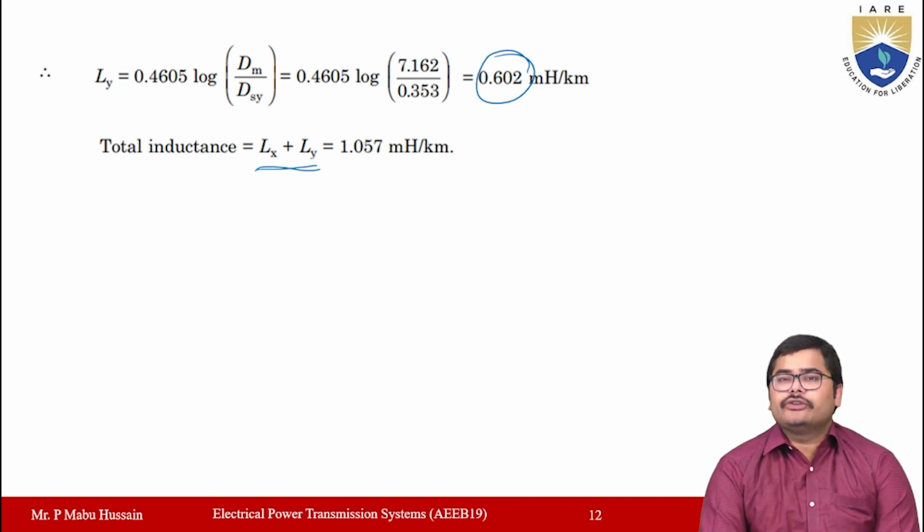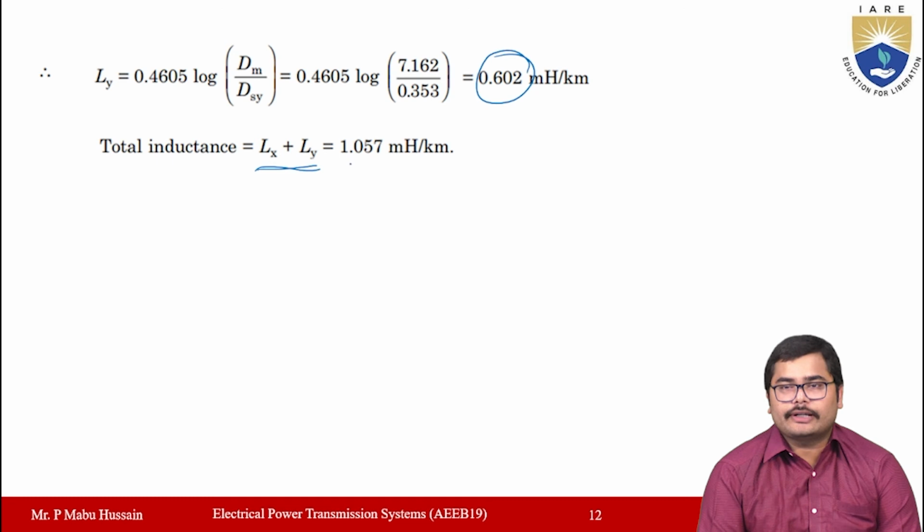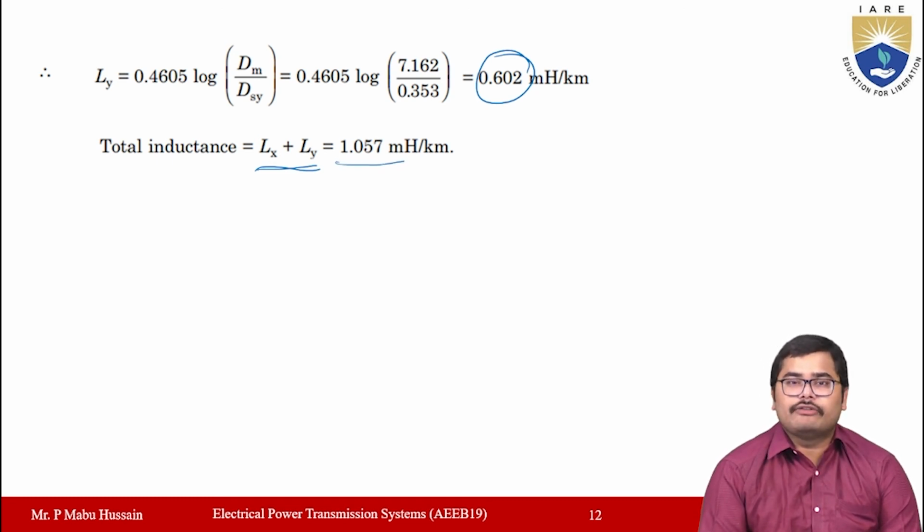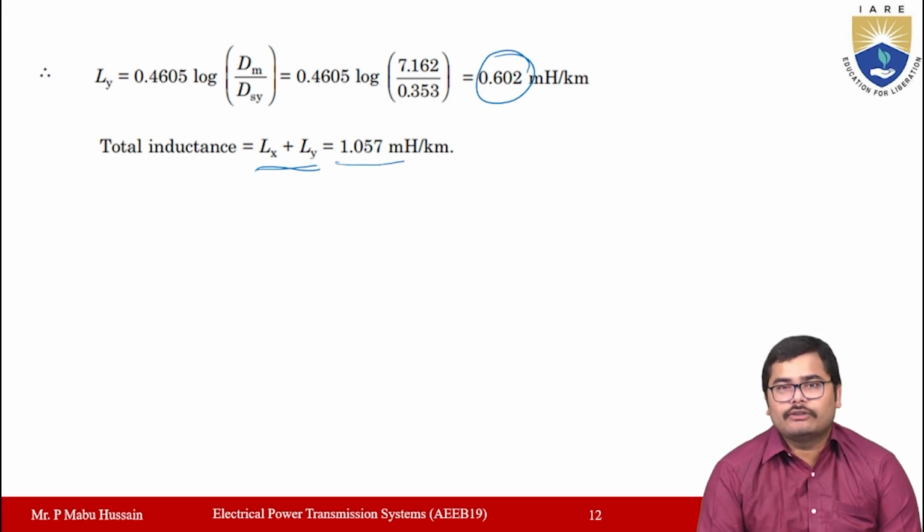Like this, you can calculate the inductance of a transmission line. For any configuration, if each side has the same number of conductors and the same radius, you can determine it. And if each side of the transmission line has a different number of subconductors, for example one side 3 subconductors and the other side 2 subconductors, you can determine the inductance in a similar way.